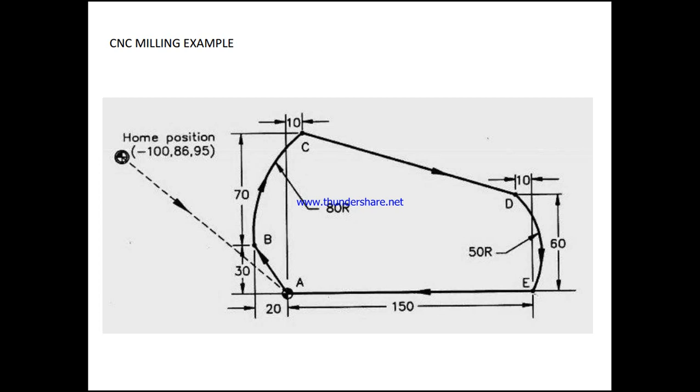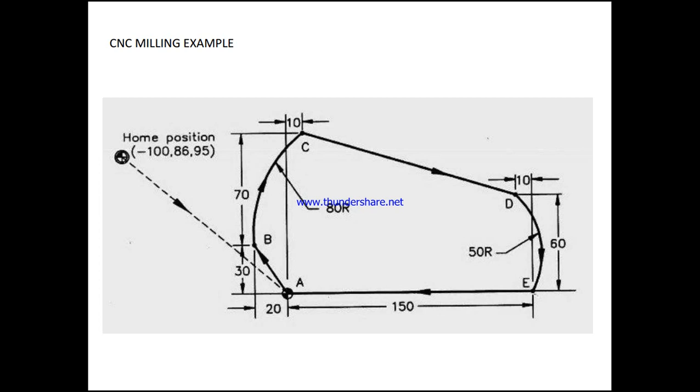From here it has to move to the point A. So that is what we are having. G92, and X is minus 100, Y is 86, and Z is 95. So the tool moves from this position to point A.